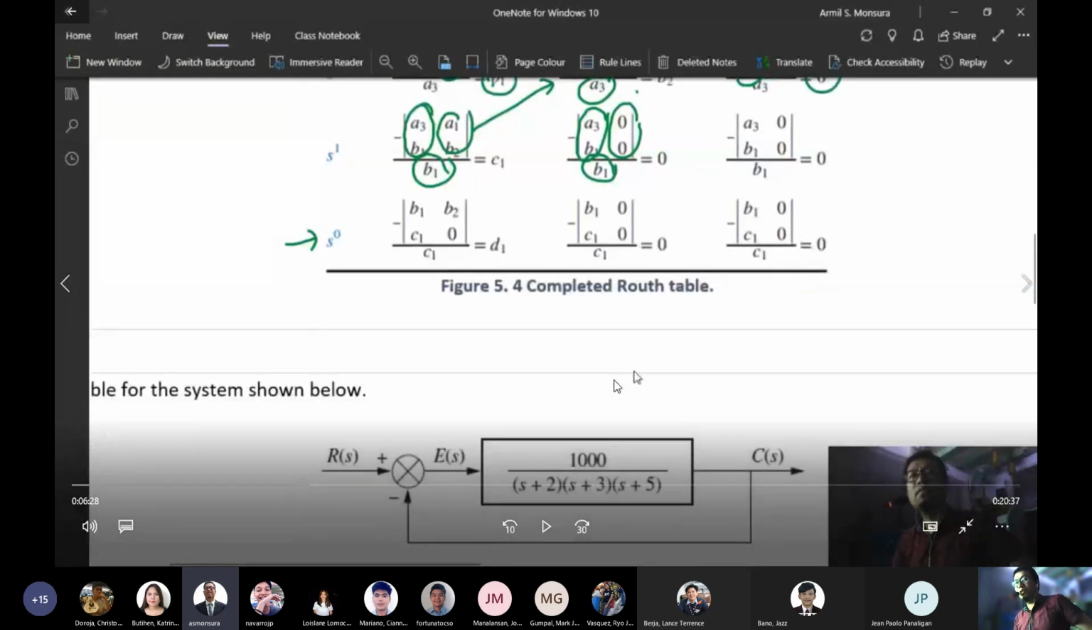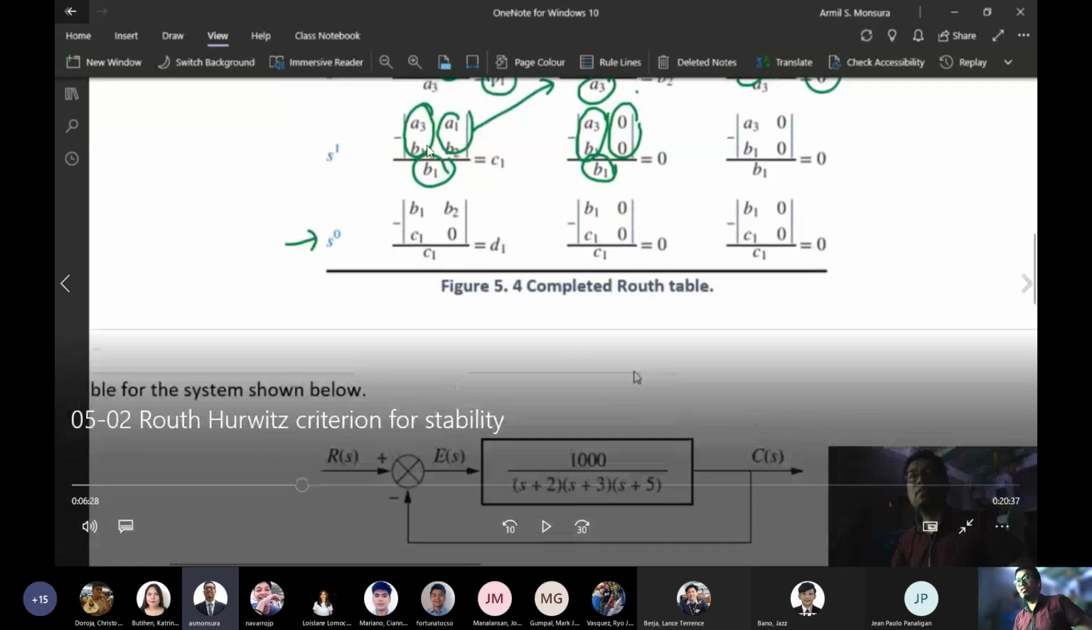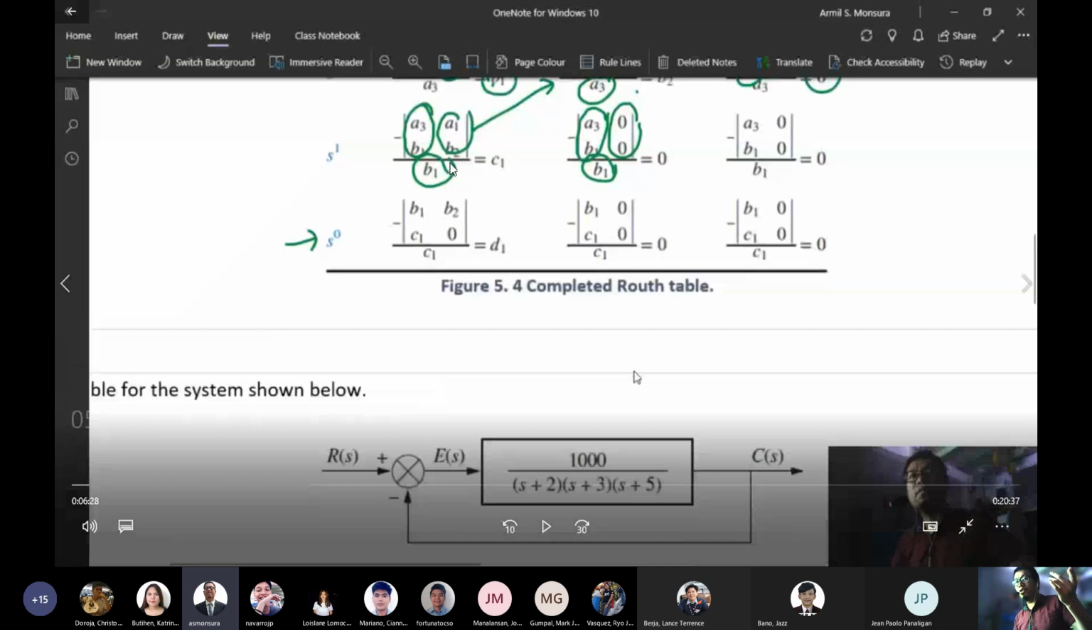Hindi tayo gumagamit ng Cramer's rule. Ang ginagamit natin is determinant. Kinukuha lang natin yung determinant nung mga yun. Okay? Ang Cramer's rule, ginagamit yan para mag-solve ng linear equations. Okay? So, ayan. So again, kung hindi siya nakuha dun sa part na 'yon.